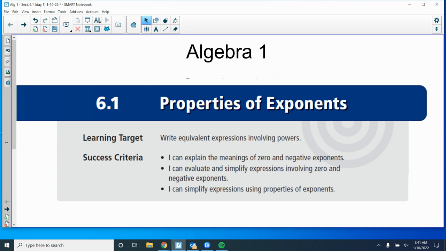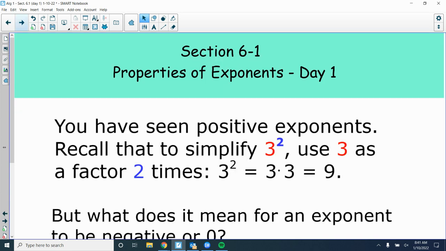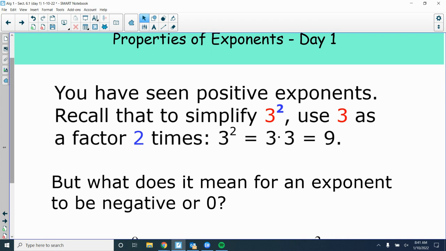These rules you use in our additional classes as well, like when you take geometry next year, and then eventually when you're a junior in algebra 2. You have seen positive exponents. You know that 3 squared means 3 times 3. Whatever that power is, you multiply the base, is what we call it. 3 is the base, 2 is the power. That tells you how many times to multiply it.